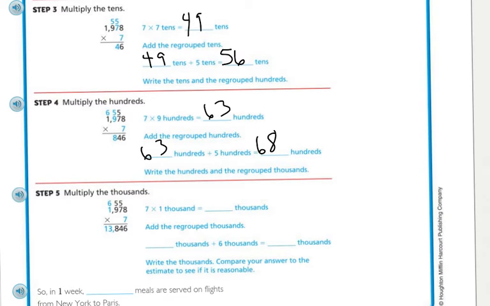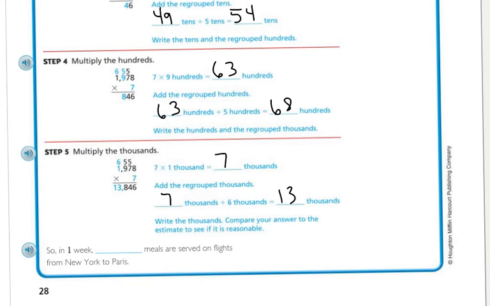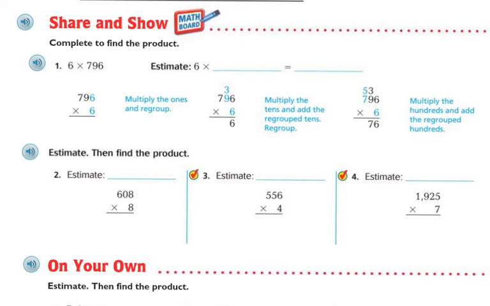Step 5 is multiplying the thousands. 7 times 1 thousand is 7 thousands. Add the regrouped thousands, 7 thousands, plus 6 thousands, and you get 13 thousands. So in 1 week, 13,846 meals are served on the flight from New York to Paris.